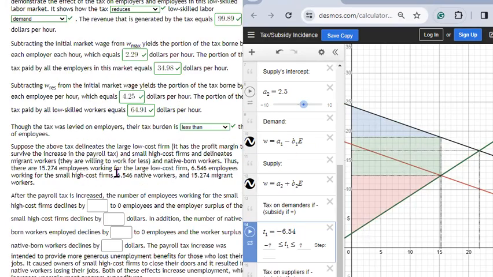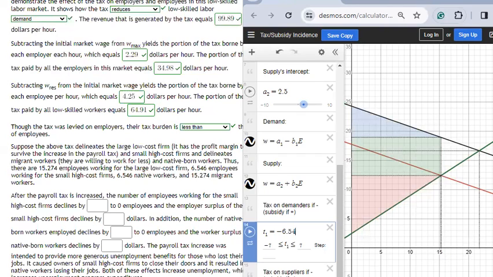So now suppose the tax delineates the large low-cost firm. It has the profit margin to survive the increase in the payroll tax. And small high-cost firms, right? So what we're saying there is, suppose all these laborers work at low-cost large firms, and all these workers from 15 out here, they work at the high-cost smaller firms.